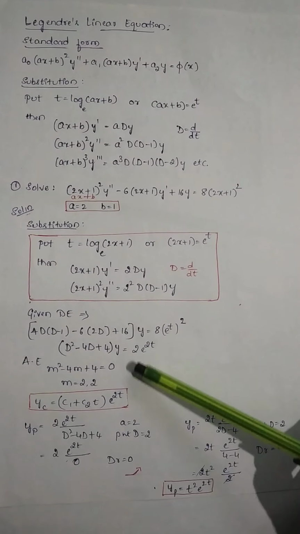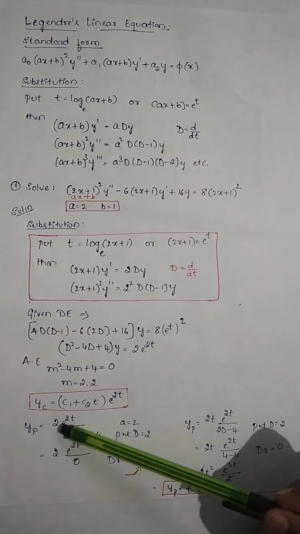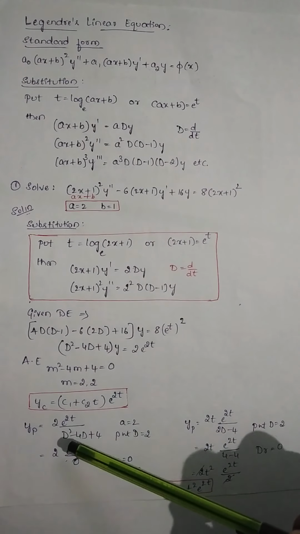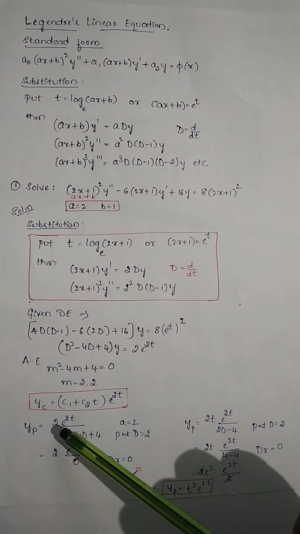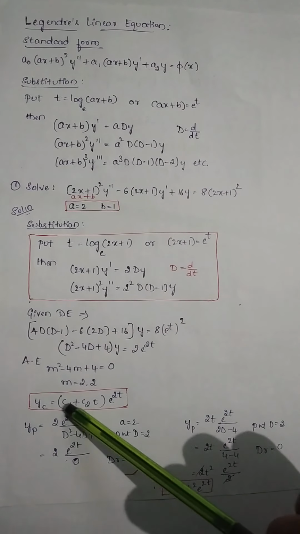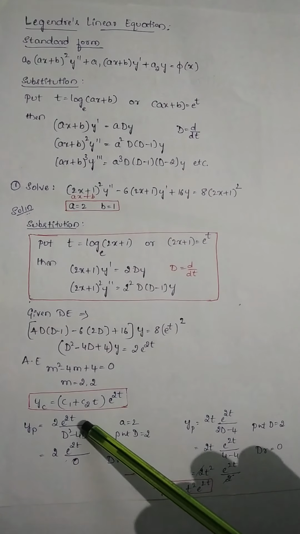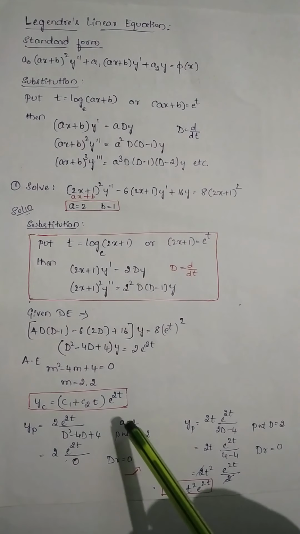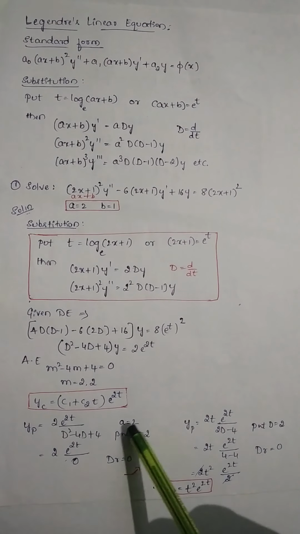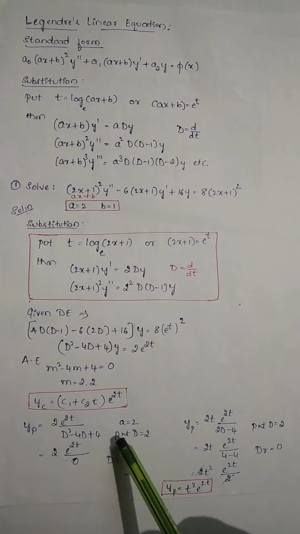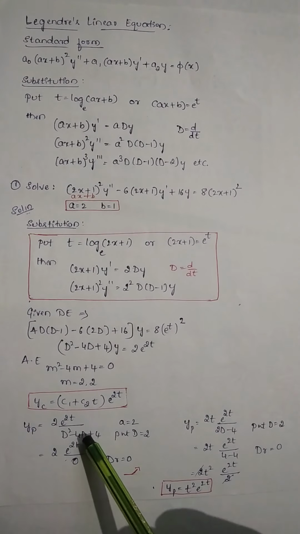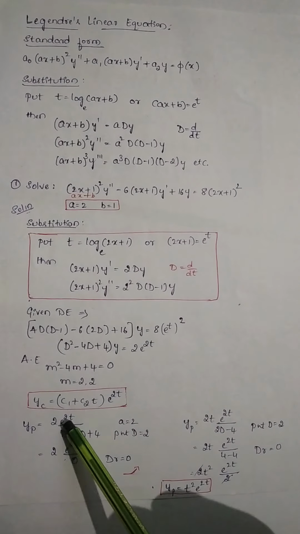yp = 2 e^(2t) divided by f(D), that is D² − 4D + 4. If you have observed, e^(2t) is there in the numerator, and if an exponential is there, it is a problem under type 1. This is to be compared with e^(ax), so the value of a is 2, and the method is putting D = a in the denominator. So you will get 2 as it is, e^(2t) as it is.